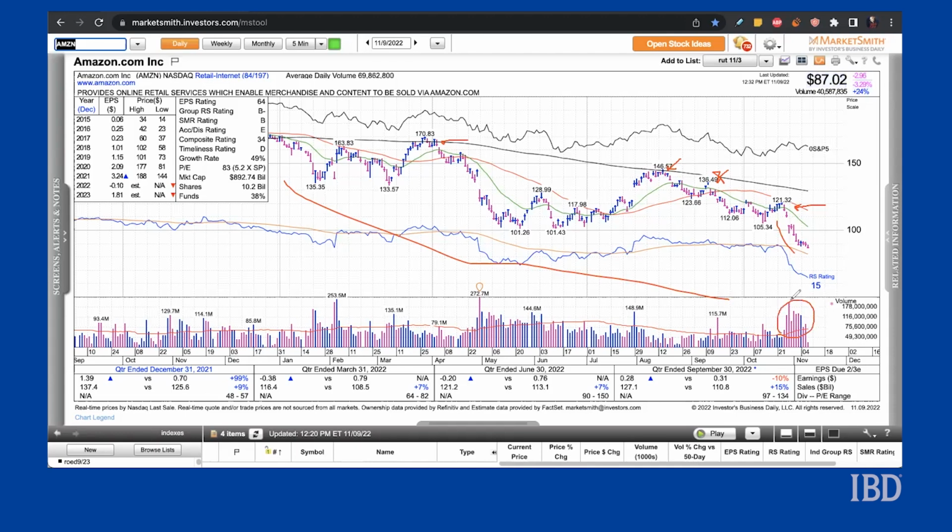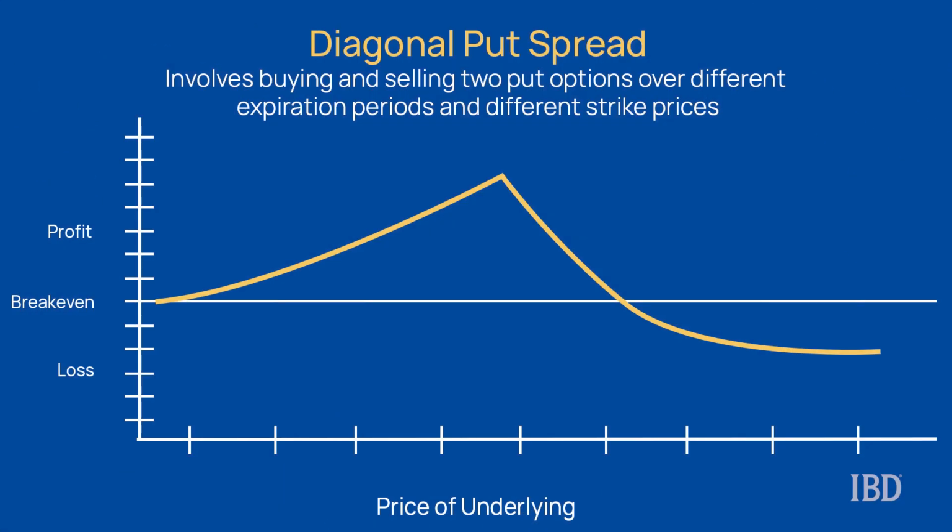bars on MarketSmith. A slumping RS line combined with an RS rating of 15 shows that the stock is struggling much more compared to others, and a composite rating of 34 is another red flag. So with the stock below its 50-day line, investors with a bearish outlook could put on a diagonal put spread here. So a bearish diagonal put spread is constructed using put options, as the name suggests. It's used when investors expect the underlying stock price to fall.